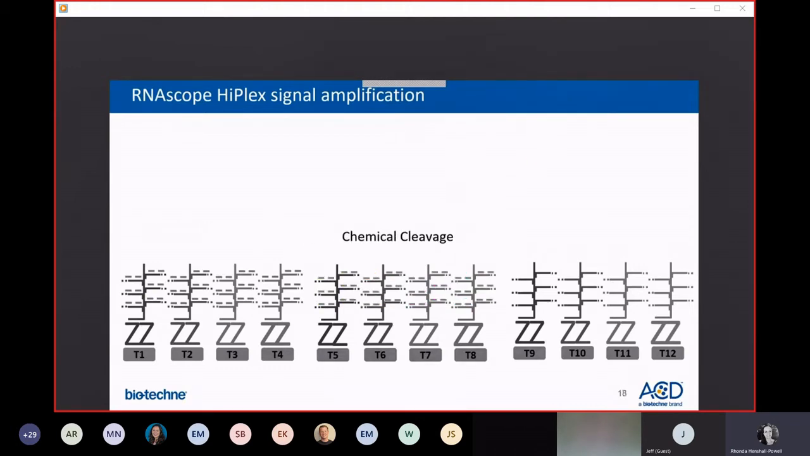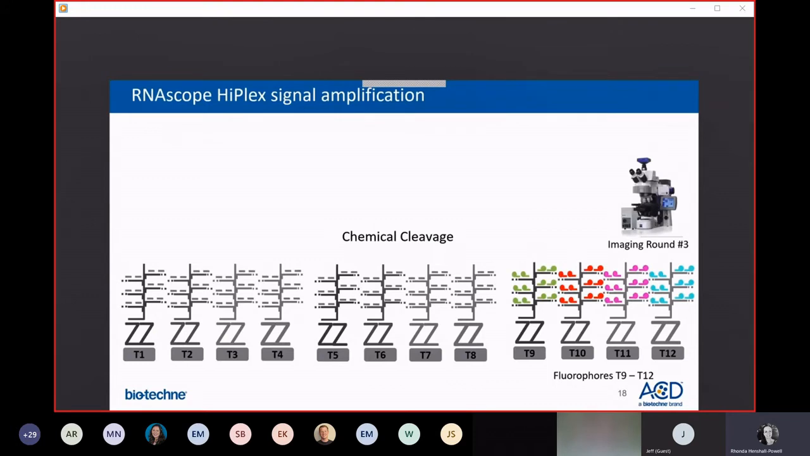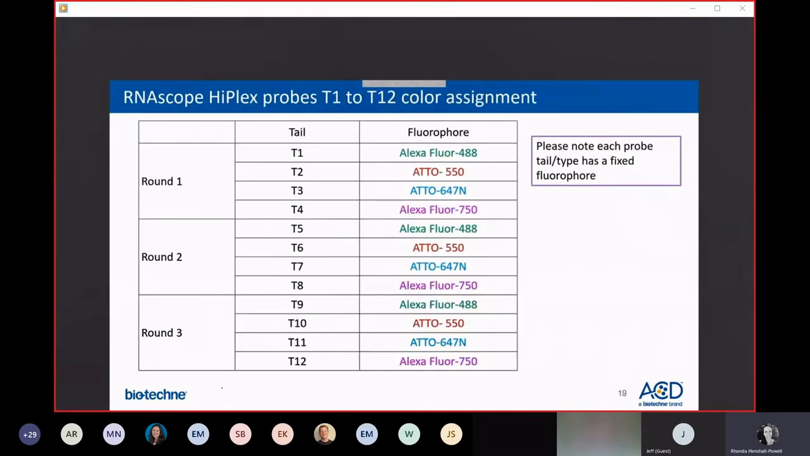You then repeat this process again. So to detect the final set of 4 probes, if you're doing a 12-plex, if you're doing an 8-plex, you're done already at this point. But to detect 12 targets, you do that once more. So cleavage snips away the fluorophore and washes it away. You re-fluorophore now, T9, T10, T11, and T12 probes have been detected with fluorophores. Take images from round 3 of this staining, and you're done.